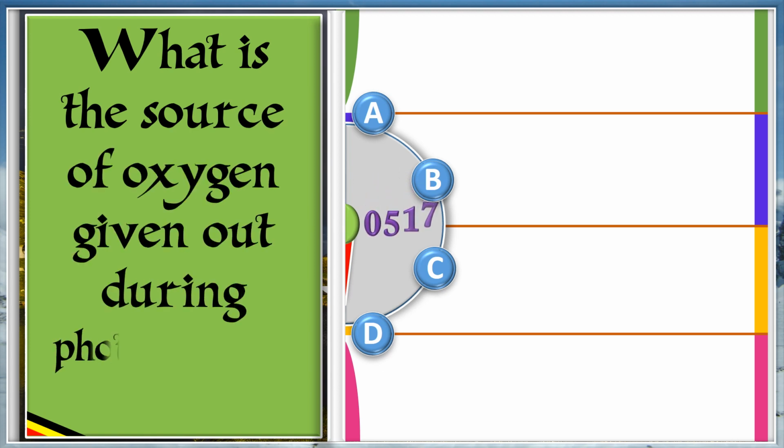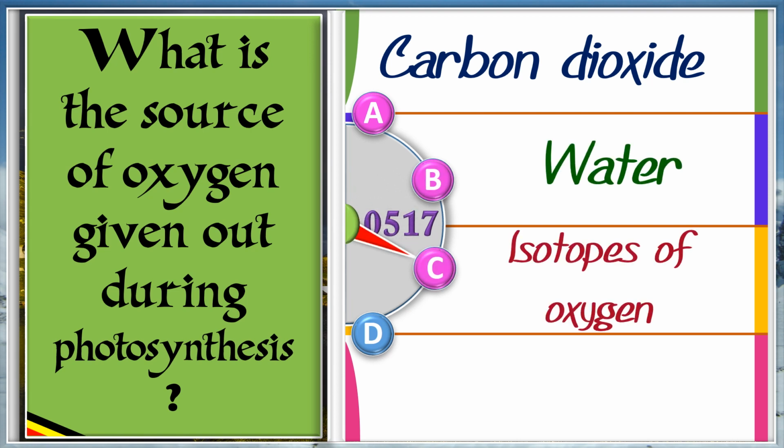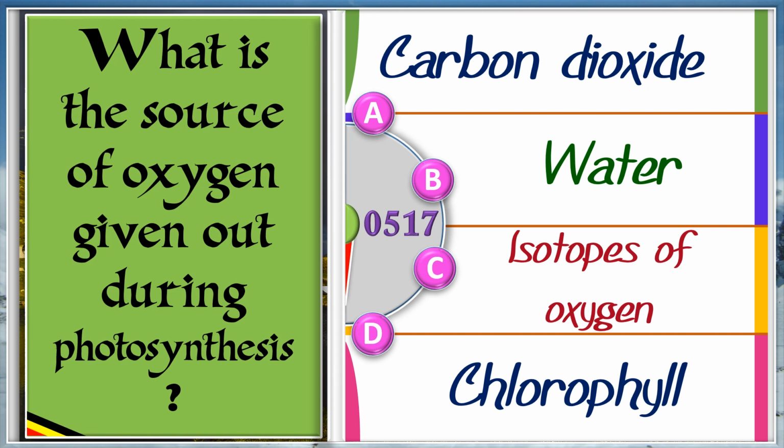What is the source of oxygen given out during photosynthesis? A. Carbon dioxide. B. Water. C. Isotopes of oxygen. D. Chlorophyll. And the answer is B. Water.